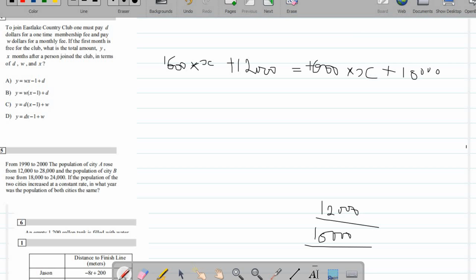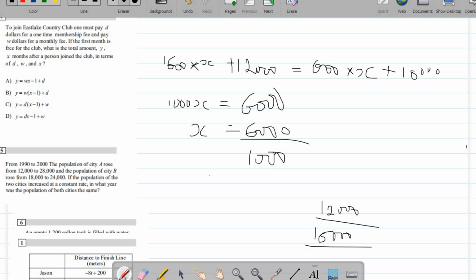So let's do this. 1600, this is 1600x, this is 600x. Move it to the other side. You have 1000x because you subtracted. You have 1000x equal to 18,000. Move 12,000 to the other side. You'll be having 18,000 minus 12,000 rather. 18,000 minus 12,000 give you 6,000. So x is equal to 6,000 over 1,000, and that'll give you 6. So x equal to 6 years. In 6 years time, that's when both of them will have the same.